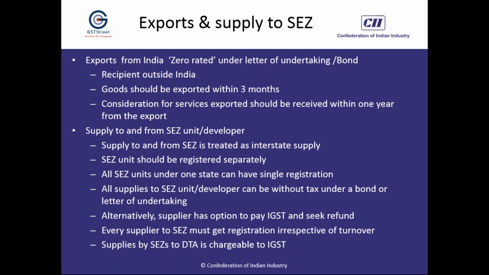But if the supplier failed to obtain the letter of undertaking or the bond, and he wants to supply, still he can make a supply by paying taxes and seeking a refund of that from his jurisdictional officer. So that facility is also available to the supplier.